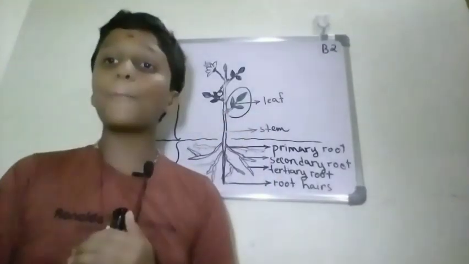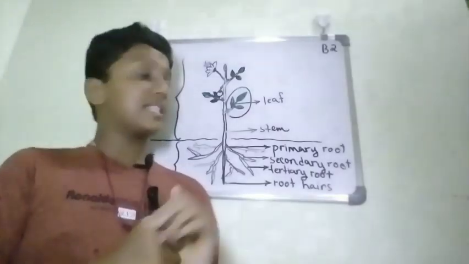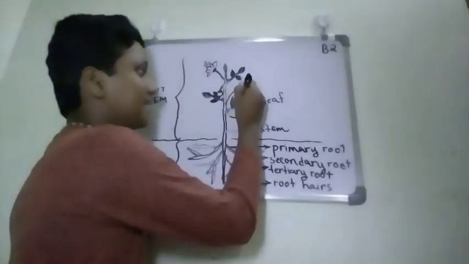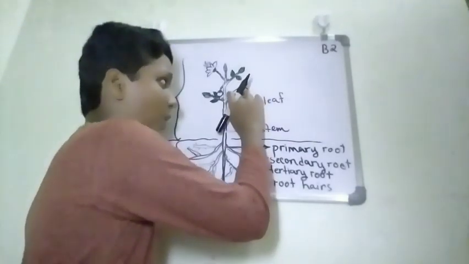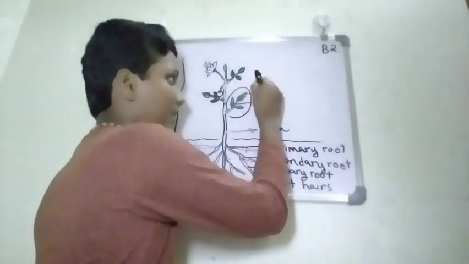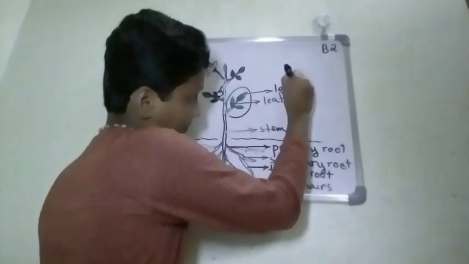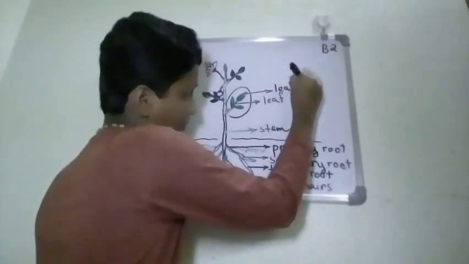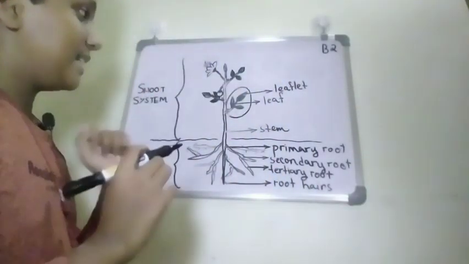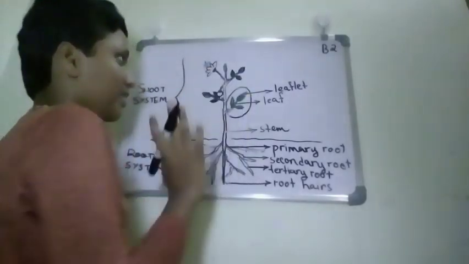This is a compound leaf, and each of these small leaves is called a leaflet. So this is a leaflet, and this whole thing is a leaf.